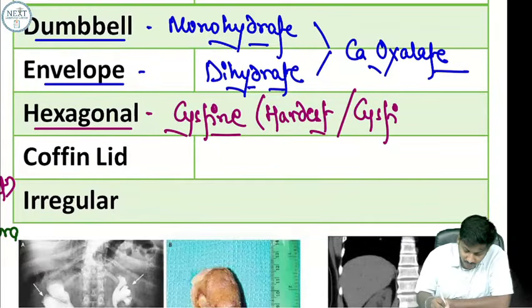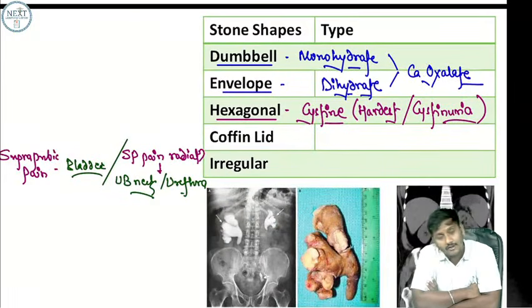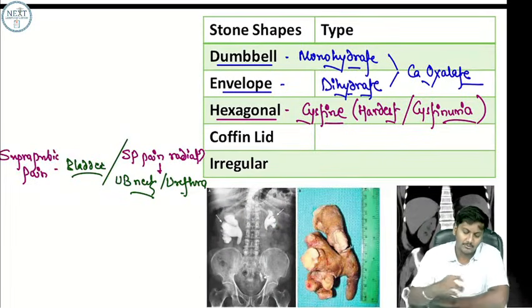called cystinuria. Let me know in the chat box, beta, which kind of urine is seen in patients of cystinuria. Which kind of urine is usually seen in a patient suffering from cystinuria, beta. Let me know in the chat box.